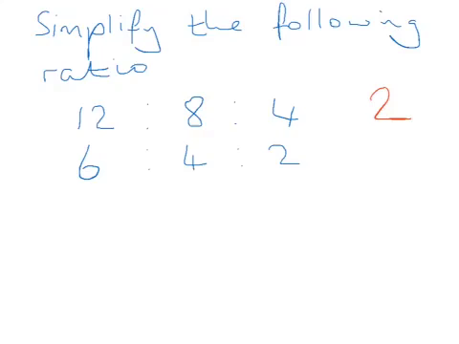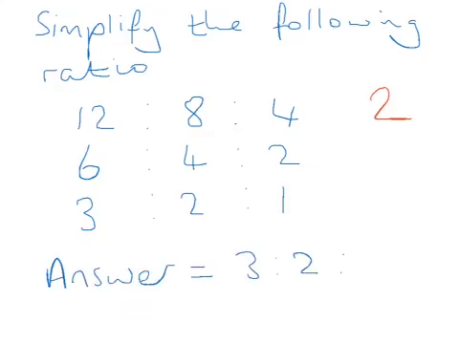But I can divide by 2 again. So if I take the new ratio, this one, I can divide each of these numbers by 2. And if I do that, I get 6 divided by 2 is 3, 4 divided by 2 is 2, 2 divided by 2 is 1. So the answer is 3 to 2 to 1, because I can't divide that number down any further.